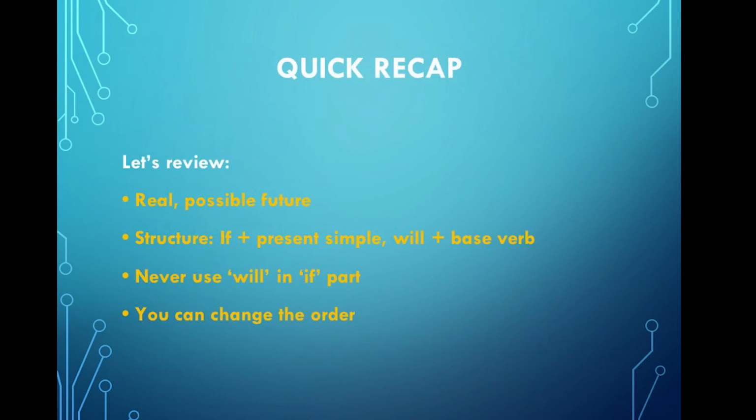Let's quickly review everything we learned today. The first conditional is for real and possible future situations. The structure is if plus present simple, will plus base verb. We use the present tense in the if clause and will in the result. You can change the order of the sentence. Never use will in the if part, that's a common mistake.